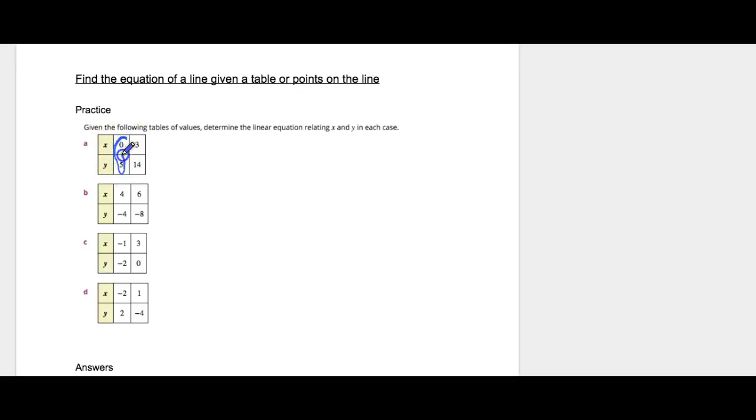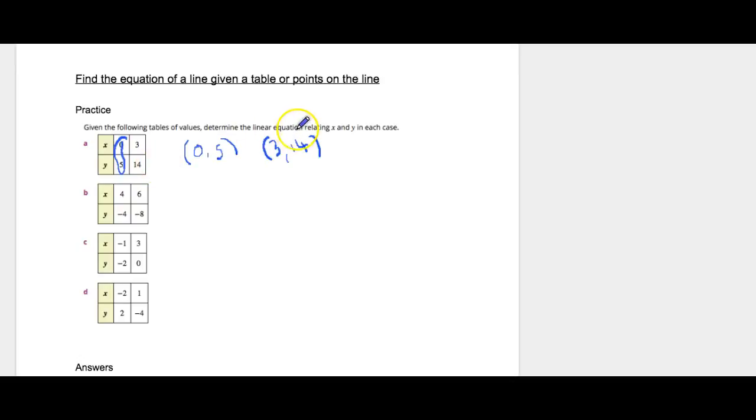So this is a point here. So you can write that point as (0, 5). So the way we read that table is that when x equals 0, y equals 5, and your other point is (3, 14).